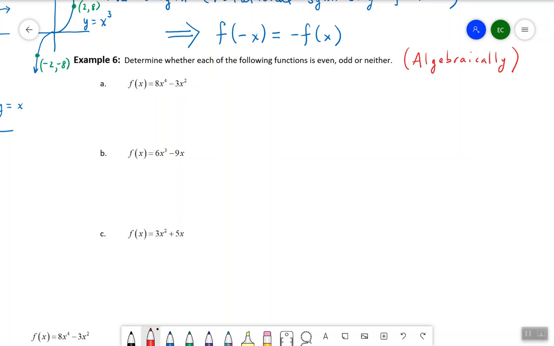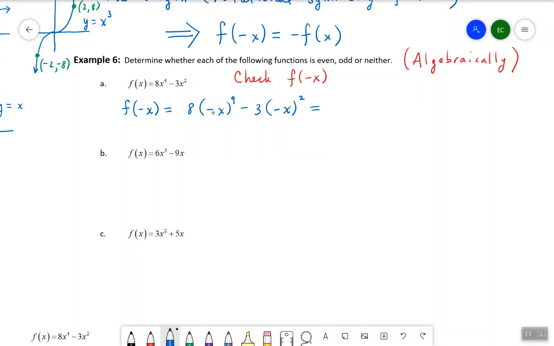So our strategy then is to check f of negative x and compare it with f of x and see what we get. So what we're going to do is we're going to say, okay, f of negative x is equal to, and we're going to replace x with negative x in the formula. We'll have 8 times negative x to the 4th power minus 3 times negative x squared. And then we're going to simplify.